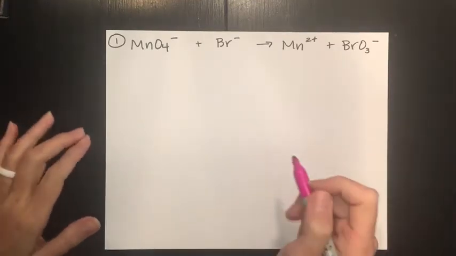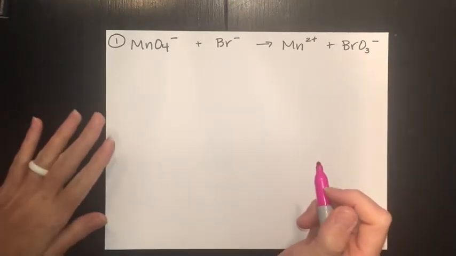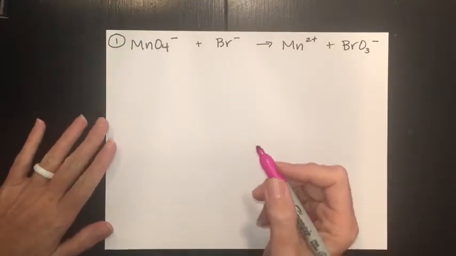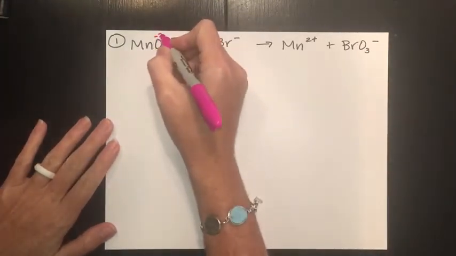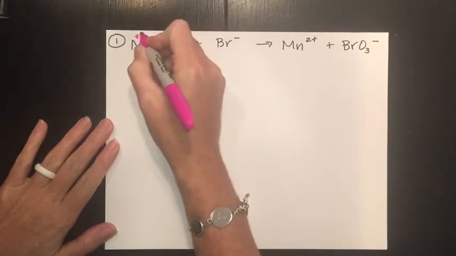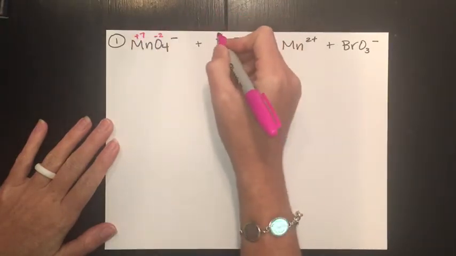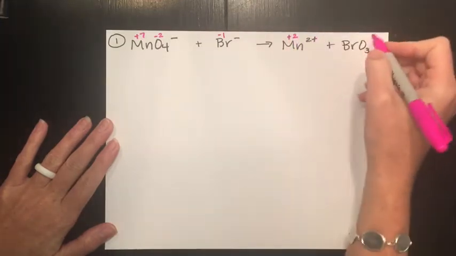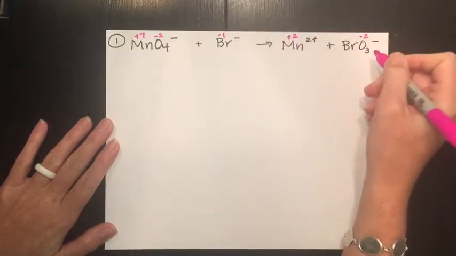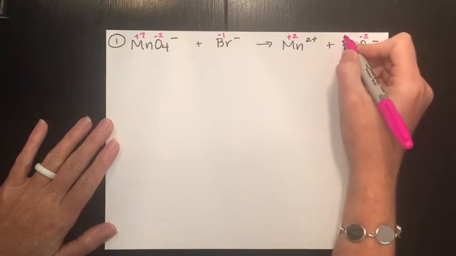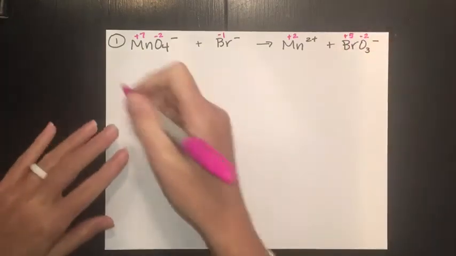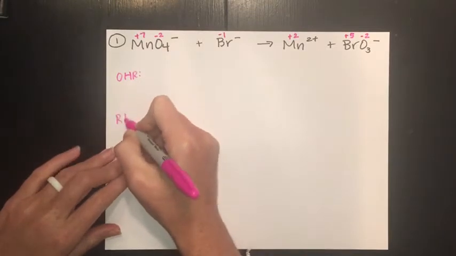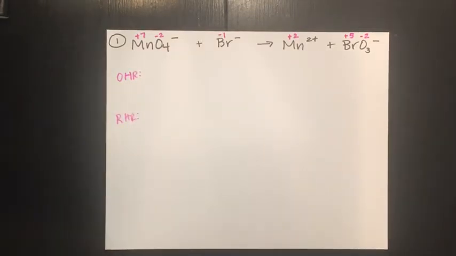Okay, so to balance this redox reaction, the first thing that you need to do is identify all the oxidation numbers so you can split it into the oxidation half and the reduction half. So oxygen is -2, which makes that a -8. So manganese has to be +7, and the bromide is -1. And over here, manganese is +2, and then oxygen over here is still -2. So then if that's -6, then that makes bromine +5. So then you can easily split it up into the oxidation half reaction and the reduction half reaction.